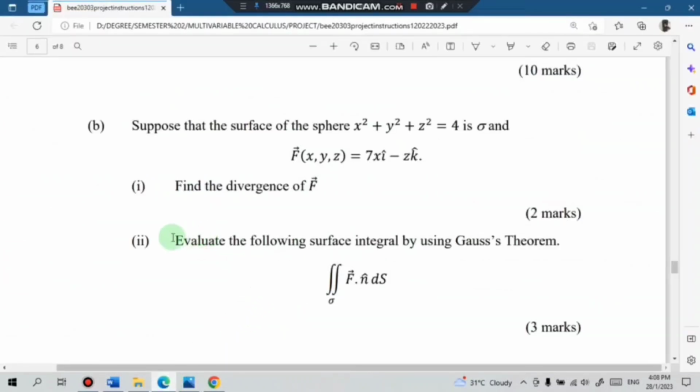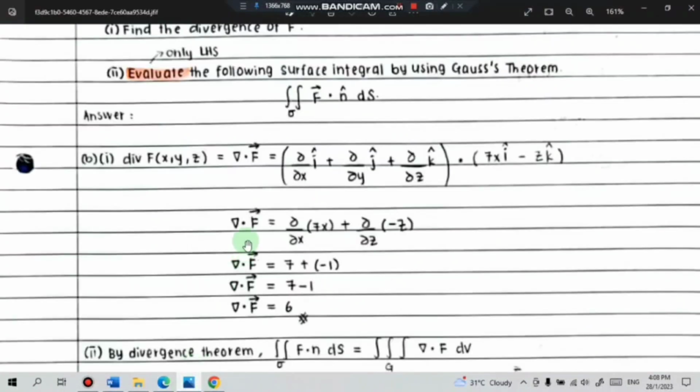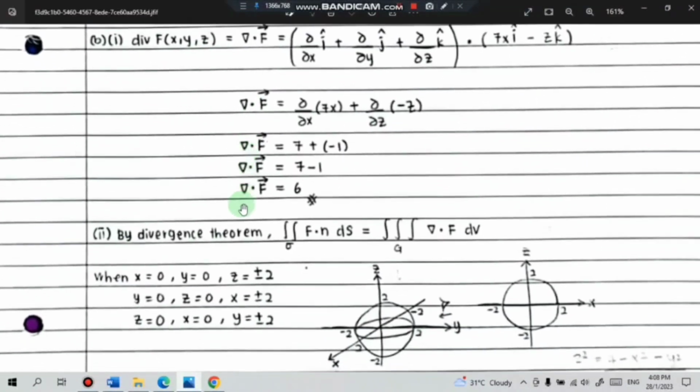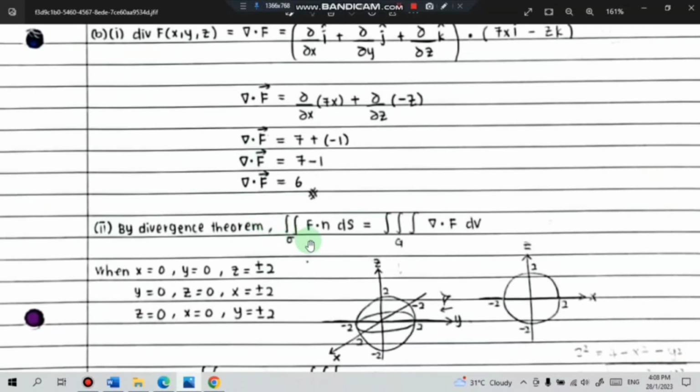And then looking at question B2, which is to evaluate the following surface integral by using Gauss's theorem, the double integral of vector f times normal vector dS. Since we know Gauss's theorem, or divergence theorem, is the double integral of f·n dS equal to the triple integral of the divergence of f dV, for this question I will be using the triple integral of the divergence of f dV.